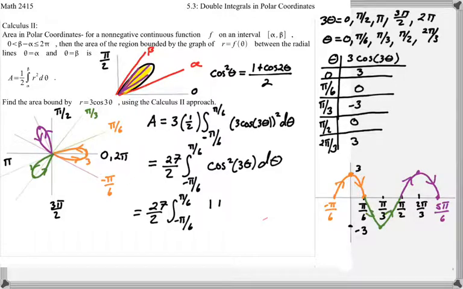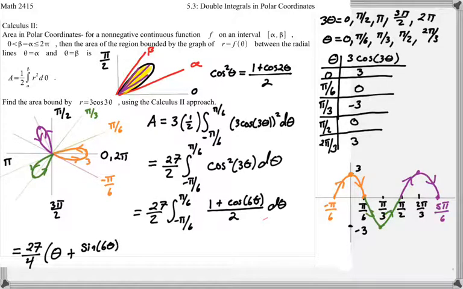And then the cosine squared of 3 theta will become 1 plus the cosine, and we double the angle, so the angle was 3 theta, so it becomes 6 theta, all over 2 d theta. So this is going to be 27 over 4, because I'm going to slide that division of 2 out. The integral of 1 with respect to theta is going to be theta, plus the integral of cosine of 6 theta is going to be the sine of 6 theta divided by 6. And then we're going to evaluate that from negative pi over 6 to pi over 6.